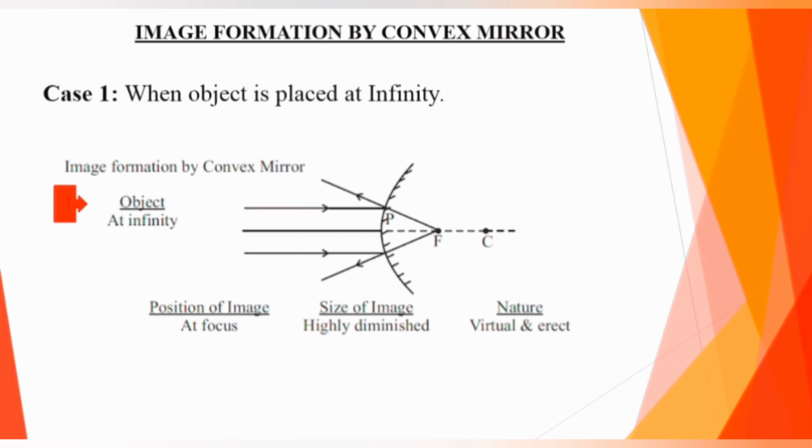So in a convex mirror, the nature of the image is always virtual and erect. Whenever parallel rays are incident on the mirror, they appear to come from the focus. So the image will be formed behind the mirror and the size is highly diminished.